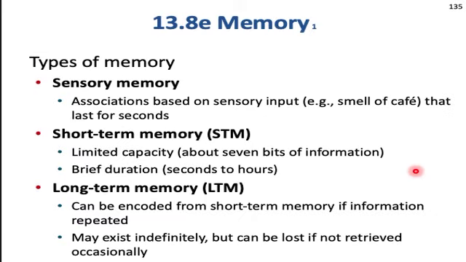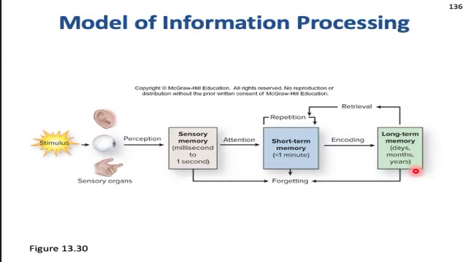Sensory memory are associations that are based on sensory input. These last for seconds, and short-term memory is seconds to hours, and you usually can remember about 7 bits of information, while long-term memory can be encoded from short-term if the information gets repeated and can exist indefinitely, or it can be lost if we don't access it occasionally. Okay? And so you can see an example of how we deal with our information, right?